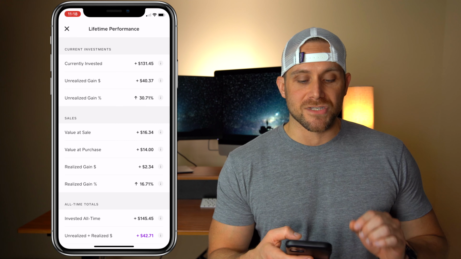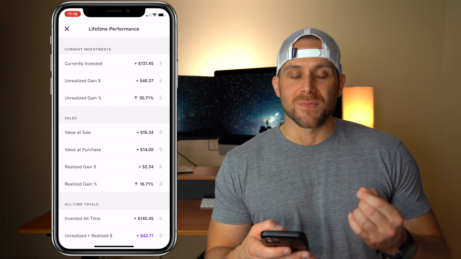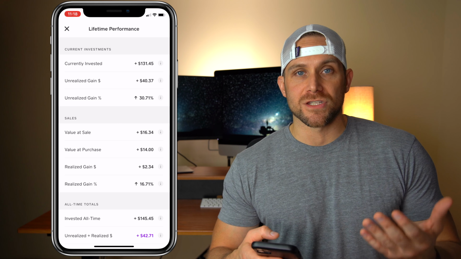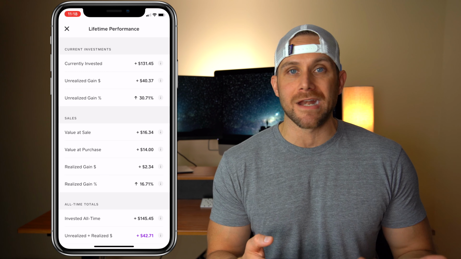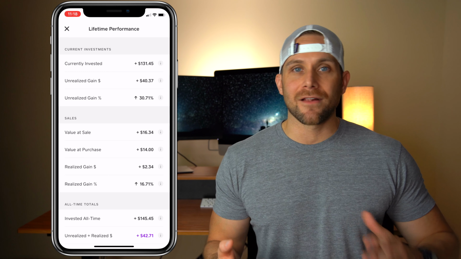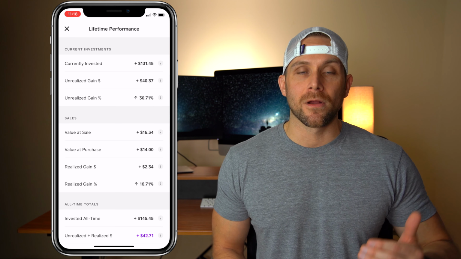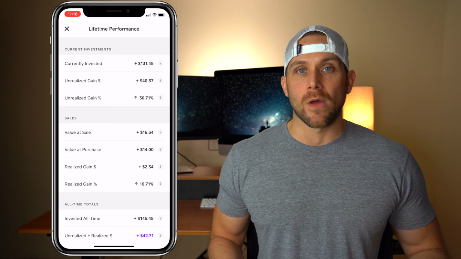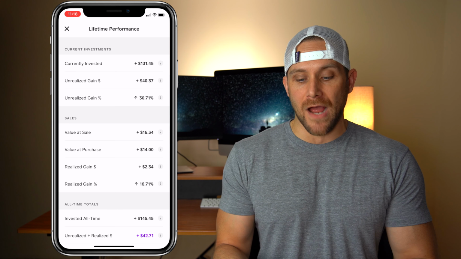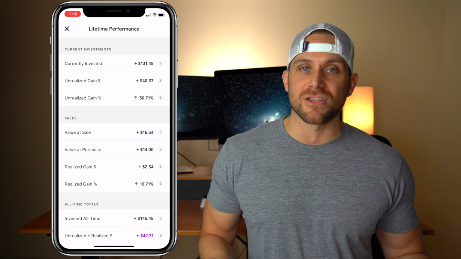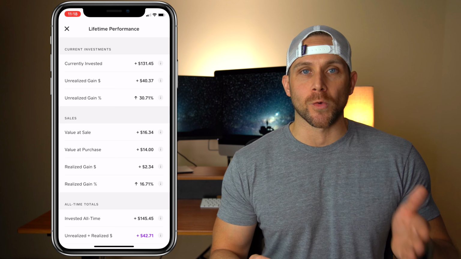Now, the reason that it says unrealized gains is because that's how much I've earned so far, but I haven't actually sold. Therefore, I haven't actually earned this money yet. I haven't actually earned this $40.37. So it's kind of like paper money, right? I'm up $40.37 on paper, but not in my bank account. Now, if I went to go sell, then yes, I would have earned $40.37. So that's what the unrealized means.